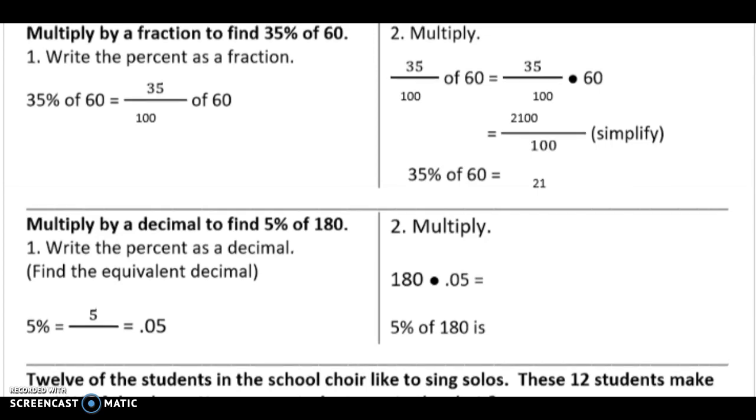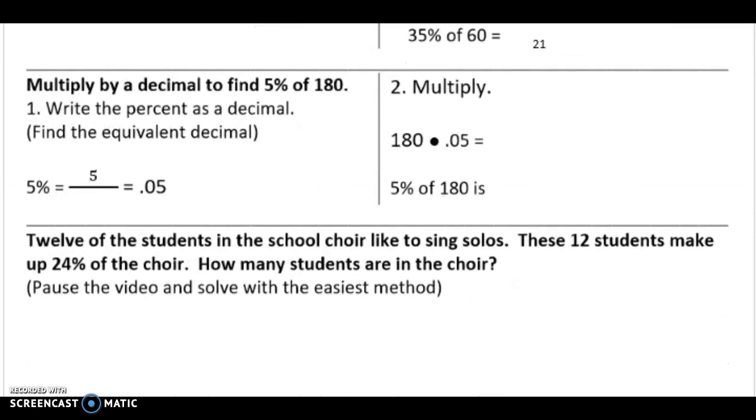All right, let's try multiplying by decimal to find 5% of 180. So first we need to write the percent as a decimal. Find the equivalent decimal. That's what that means. So 5% as a fraction is 5 over 100. And when we say 5 over 100, that is stated 5 100ths. And written as a decimal, 5 100ths is decimal 0.05. So that is our decimal form.